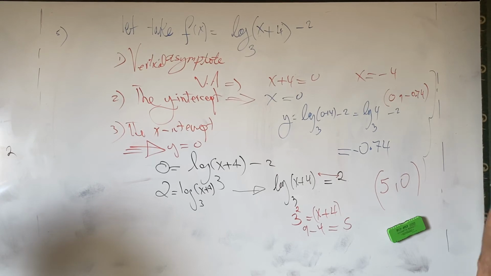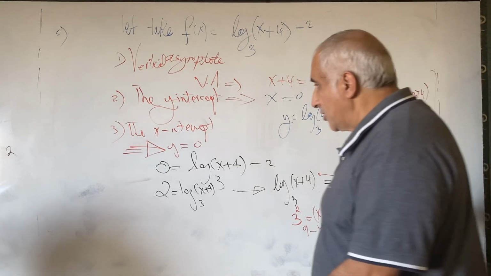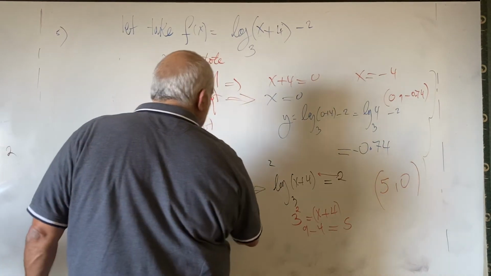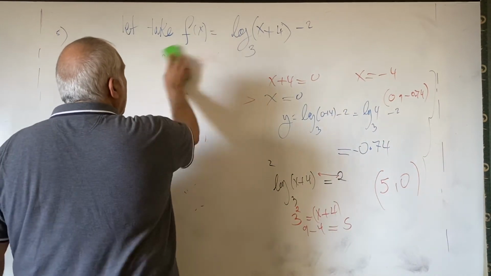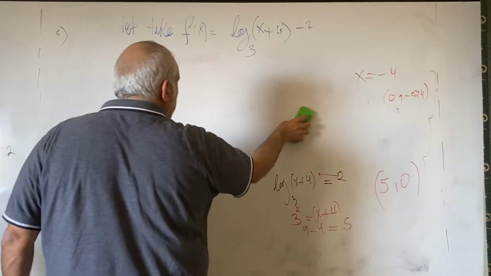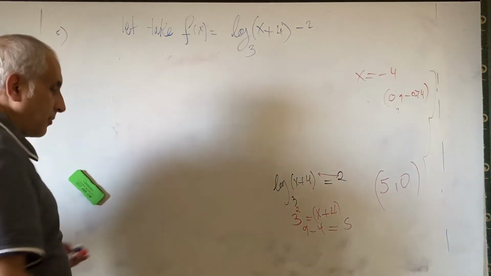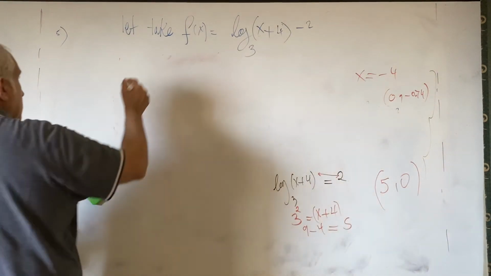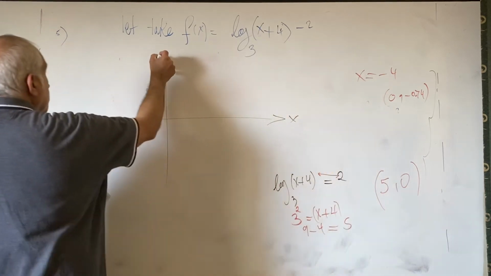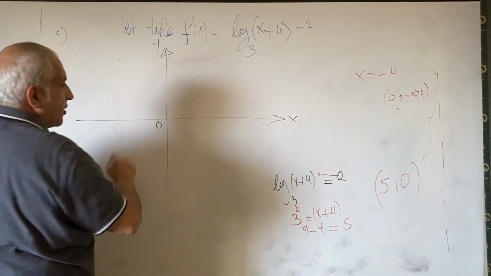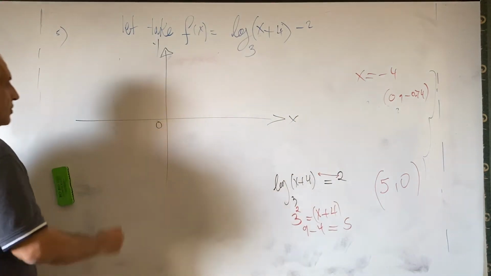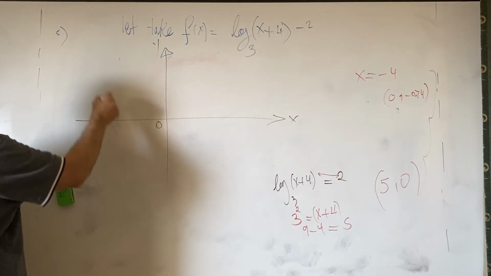And guess what? By doing all of this, I can sketch the curve. Once you sketch the curve, I could ask for many other properties. So let's have the x-axis drawn. All right, gentlemen? This is your x, this is your y, this is your origin. My vertical asymptote, x equals -4, somewhere here. I don't have to say 1, 2, 3, 4, that's it.